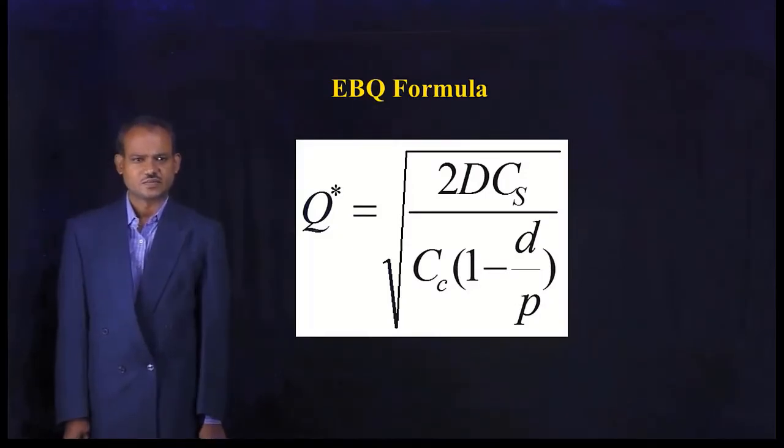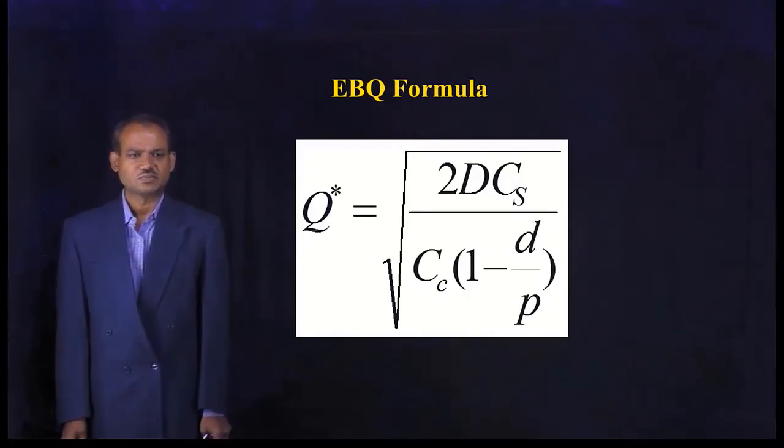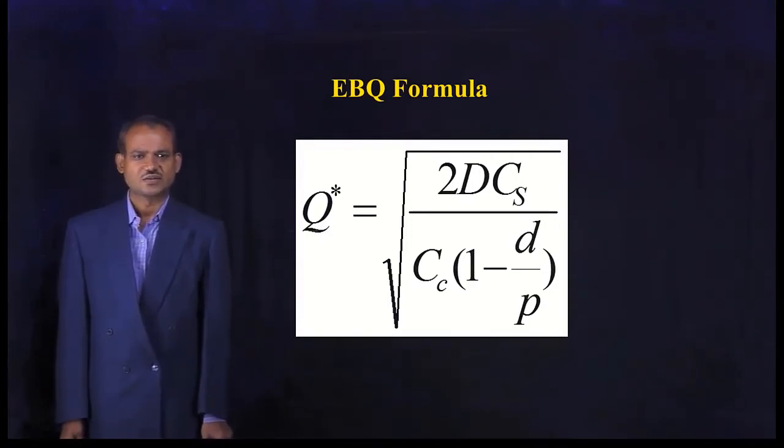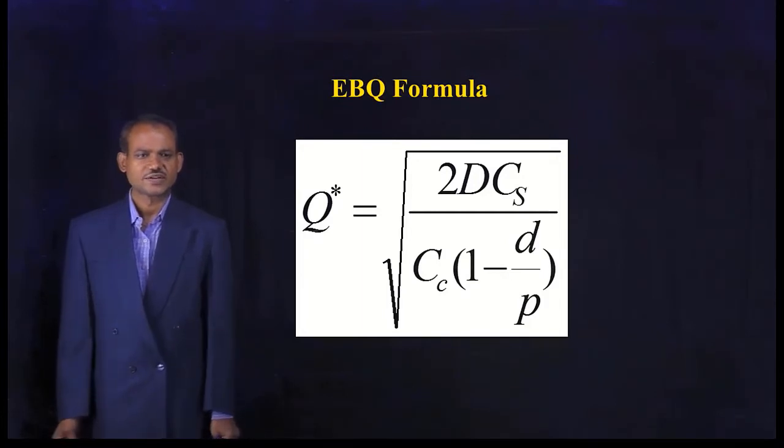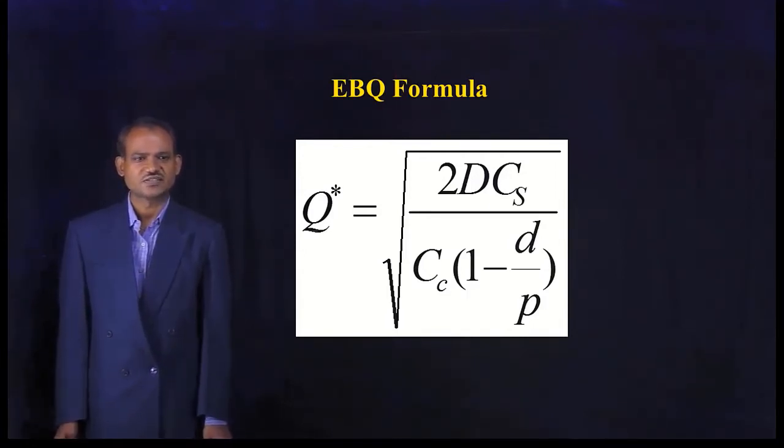Finally, the EBQ formula is Q star, meaning optimum batch quantity, is equal to square root of 2 into D into CS, where CS is the setup cost, divided by CC into 1 minus small d divided by small p. This is under square root, where small d is the consumption rate, small p is the production rate, CS is the setup cost. D and CC are the same, annual demand as well as carrying cost per unit per year. This is a very important formula. This is the second derivation. Only two derivations: one is the EOQ model, second one is the EBQ model.